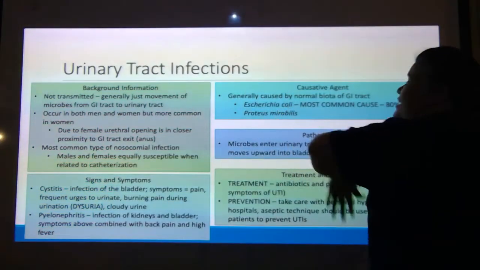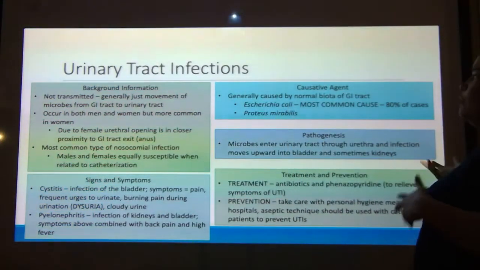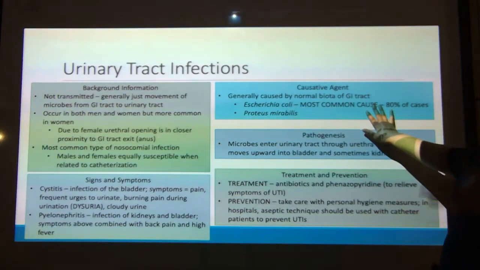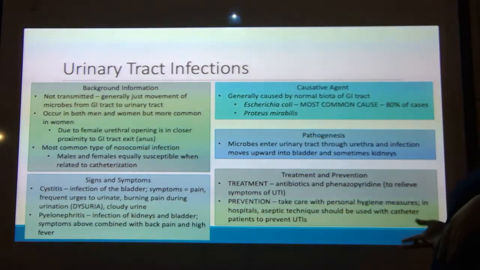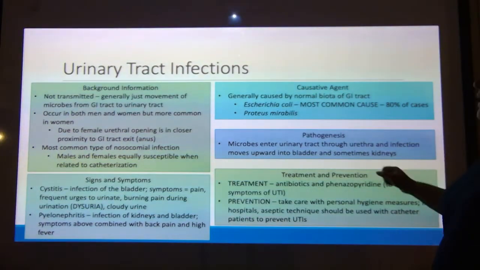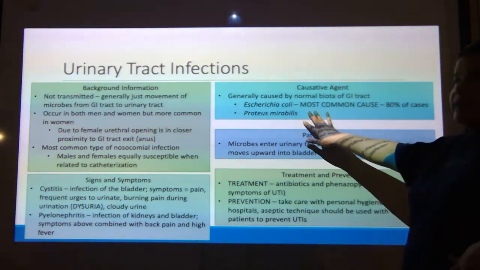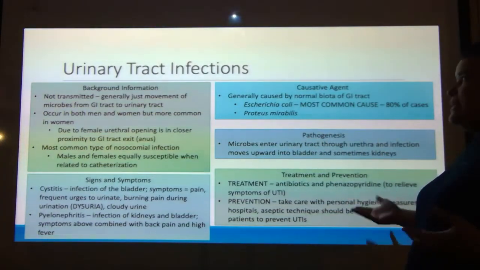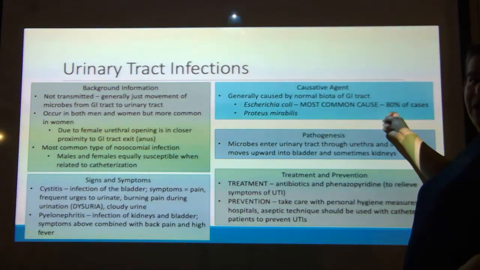Causative agent. It's generally caused by the normal biota of the GI tract. Like I said, that dragging motion. E. coli is the most common cause. It's pretty much 80% of the cases that you see. Proteus mirabilis is another causative agent that is seen. But again, if you're talking about the most common, it's E. coli.